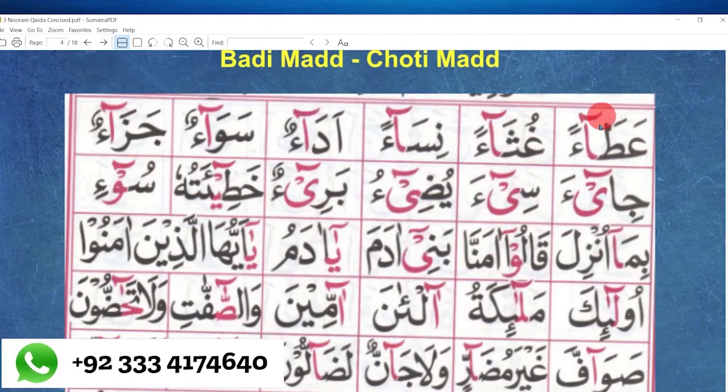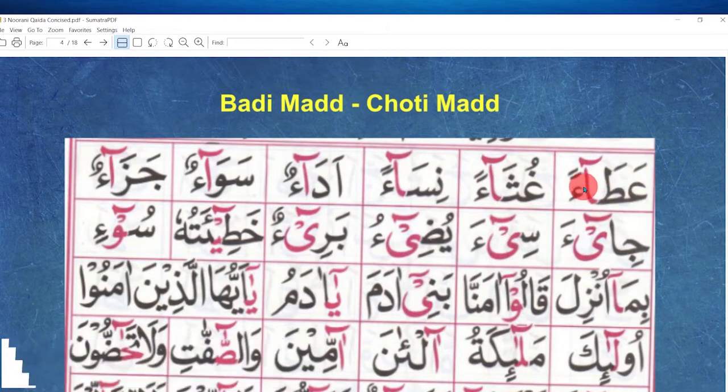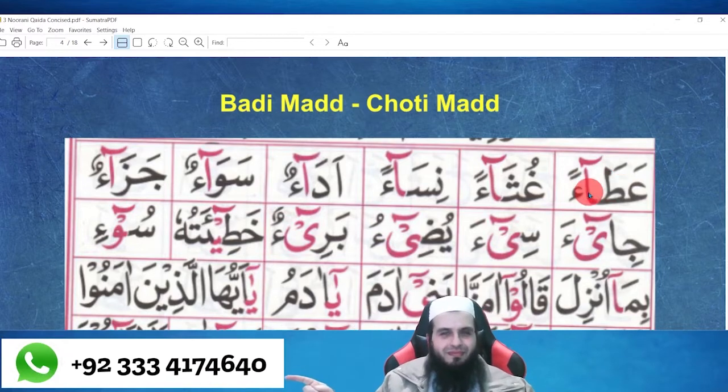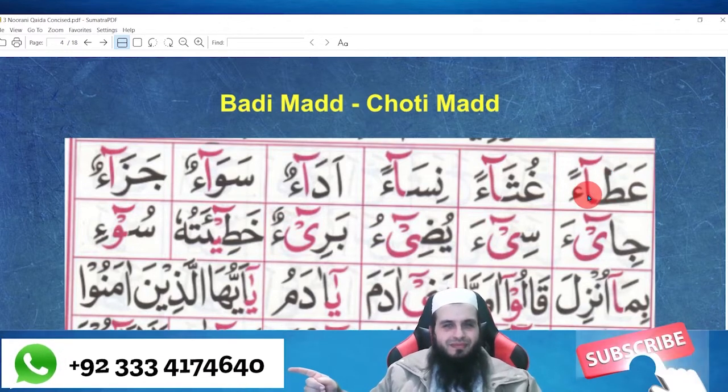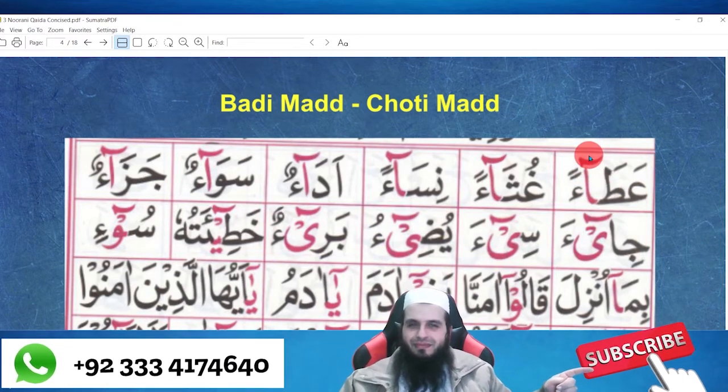Alright. The big mud, whenever it appears above a letter, is stretched for 4 seconds. So, technically speaking, this is alif madda because ta has a zabar and next to it is alif. However, because of the big mud, this ta will be stretched for 4 seconds.